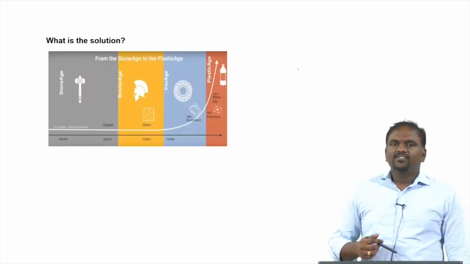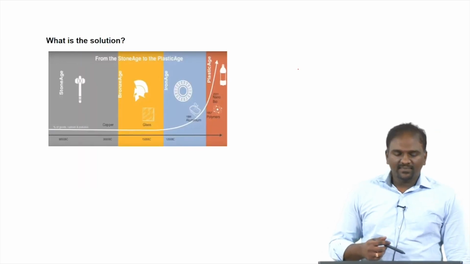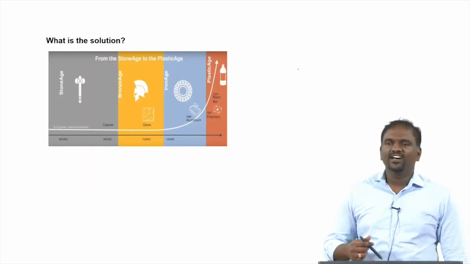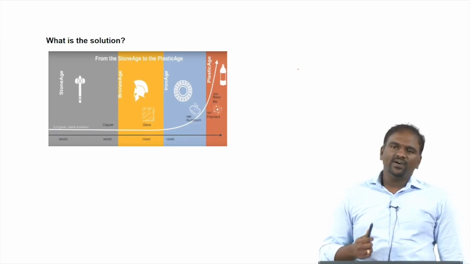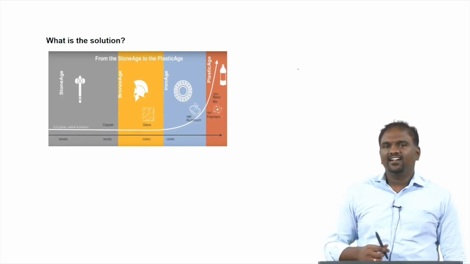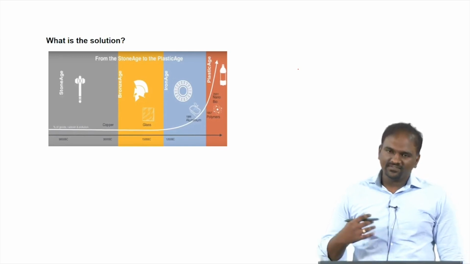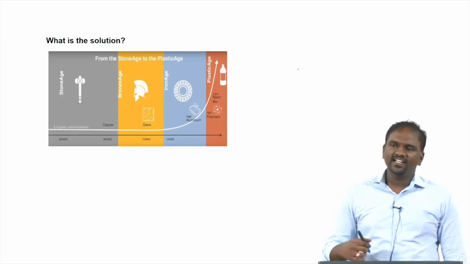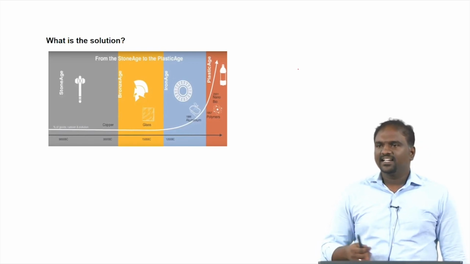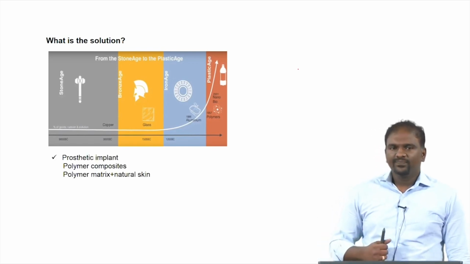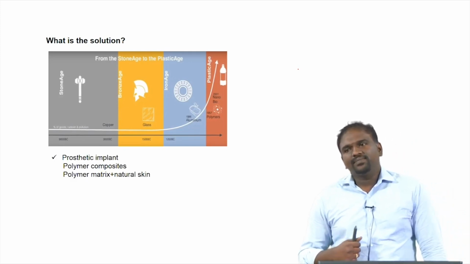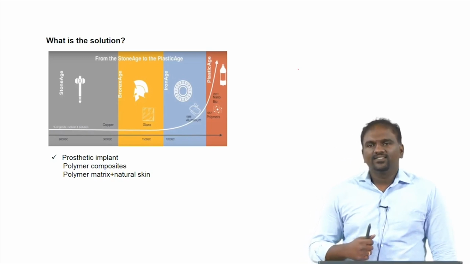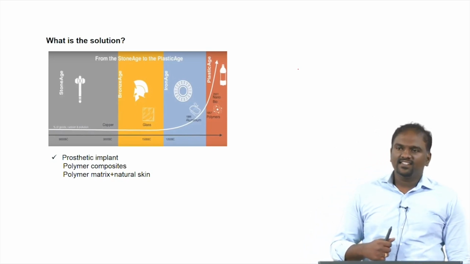So, what could be the solution? We have come from the stone age to now the plastic age, where we are using multiple polymers. We can use polymers for various good applications like these. We can make a prosthetic implant, and that prosthetic implant can be made with polymer. So, the polymer can be used as a skin graft.